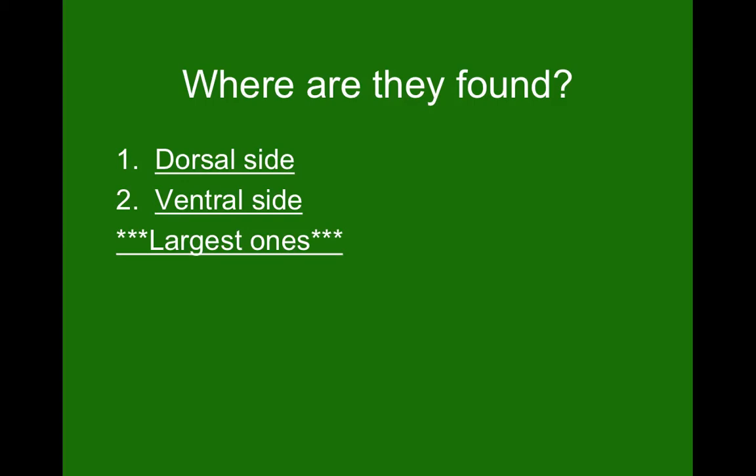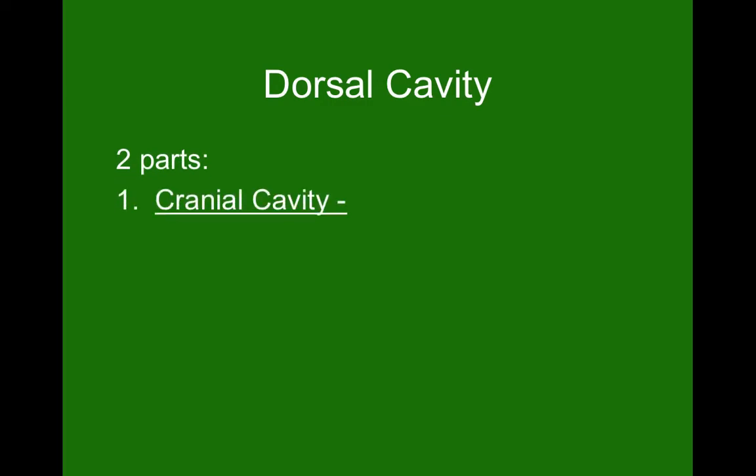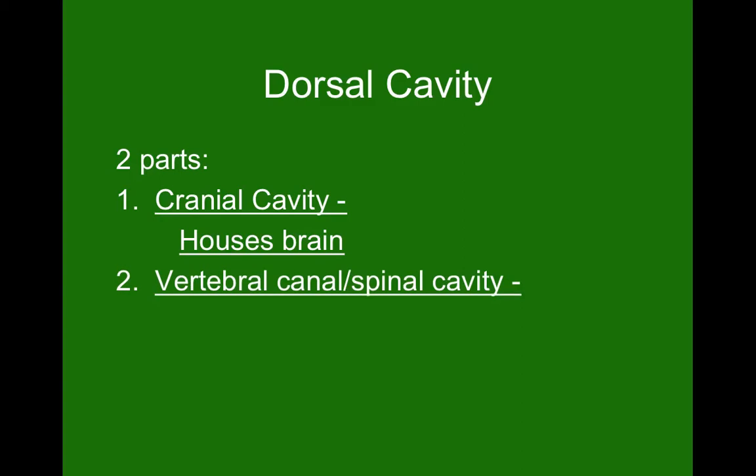Now, if we take a look at the dorsal side and the dorsal cavities, we have two parts. We have the cranial cavity, and with that name, I can bet you would be able to guess that this is what houses our brain. And the second one is the vertebral canal, or our spinal cavity. Based on that name, I bet you would guess that it contains the spinal cord, and of course they both do. And that's it for the dorsal side. We don't have any other cavities on that side of the body.